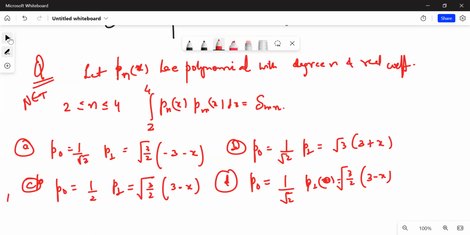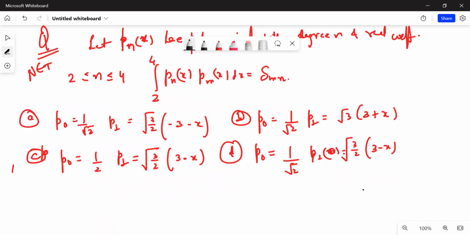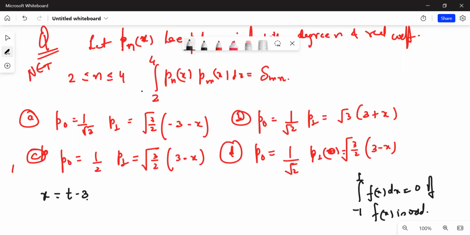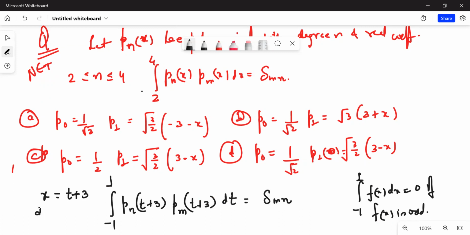What I can do is utilize one of the theorems in integral calculus, which says that the integration from minus 1 to 1 of f(x) dx would be 0 if f(x) is odd. Okay, so the question says, which of the following can be right? It is instantly clear that if I replace x by t plus 3, then the limit 2 becomes t equal to minus 1, and 4 becomes t equal to 1. And this would be Pn(t+3) Pm(t+3) dt equal to the Kronecker delta nm, because dx equals dt.